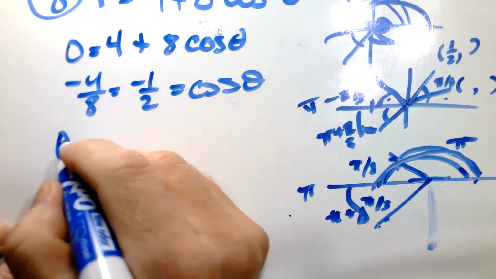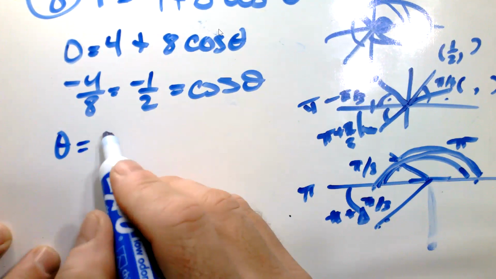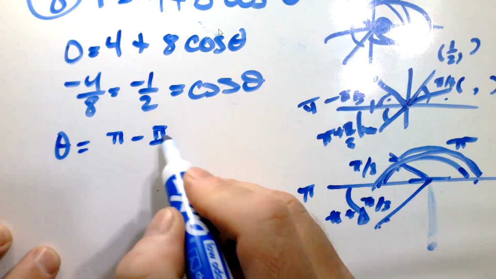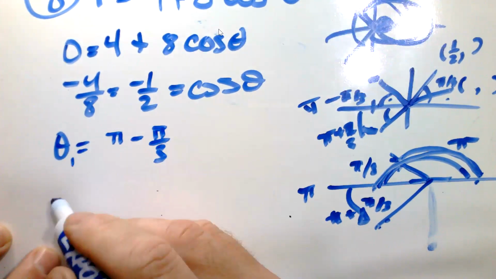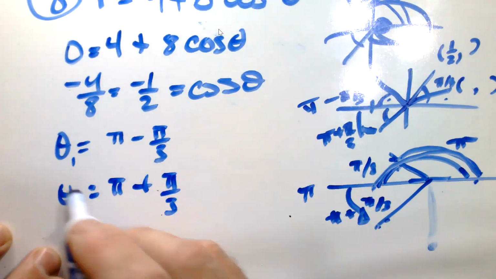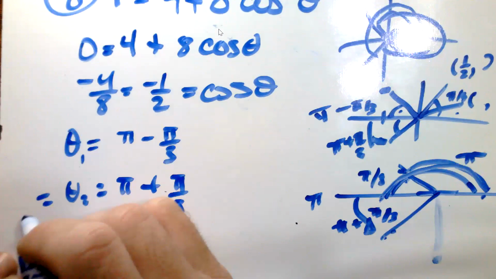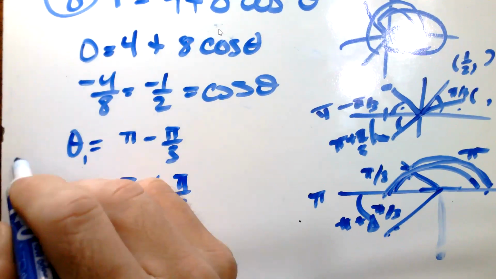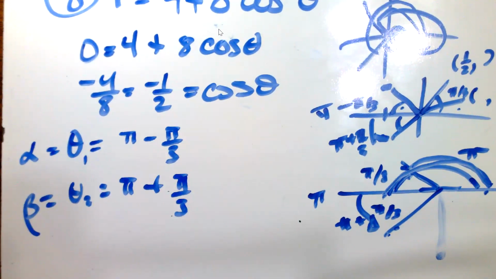So that means theta is going to be equal to pi minus pi over 3. This will be our first angle, and our second angle will be pi plus pi over 3. This was what we called beta, and this is what we call alpha. Those are our angles of integration.